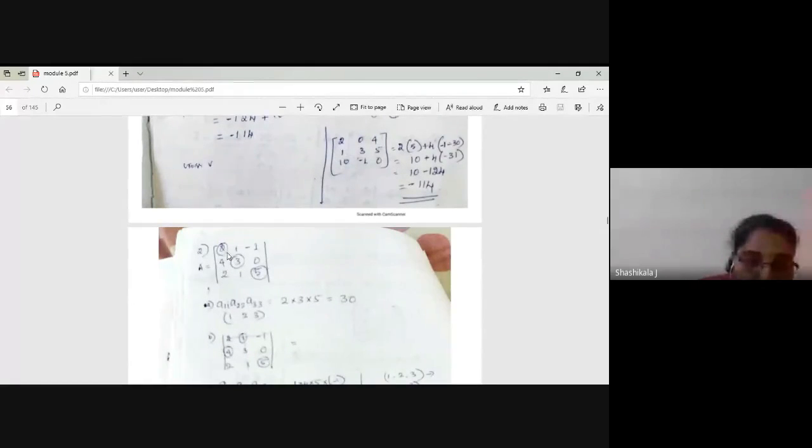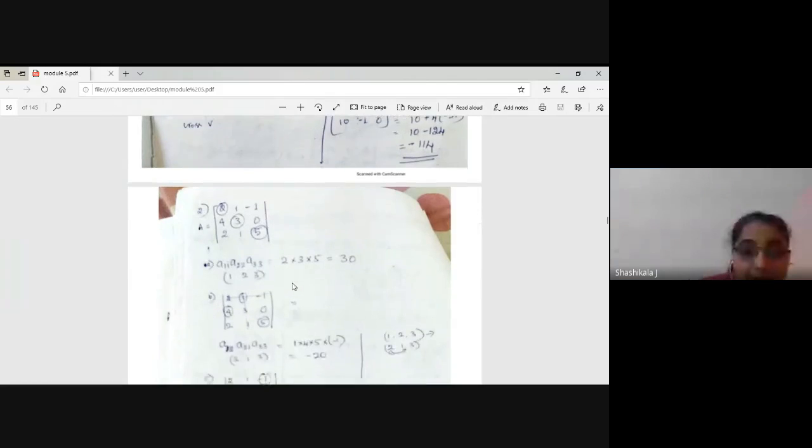First row is 2, 1, minus 1. Second row is 4, 3, 0. Third row is 2, 1 and 5. So here, the first combination I will take is this one, into determinant P. It is 1, 2, 3. Determinant P is plus 1, so it is 2 into 3 into 5, which is 30.